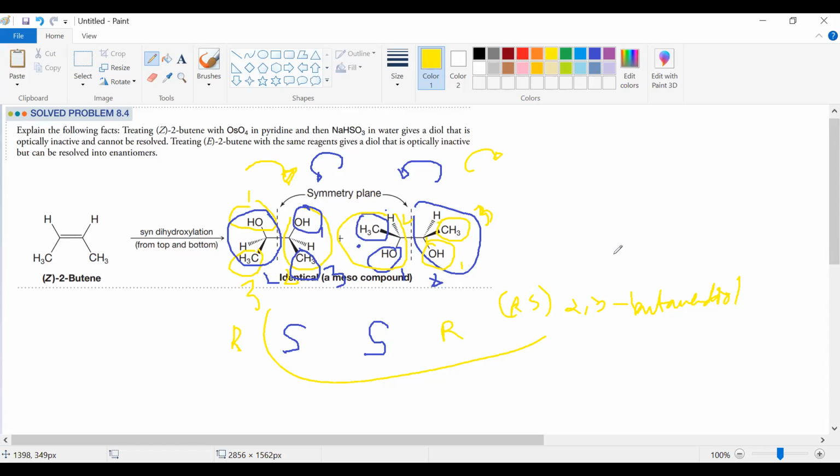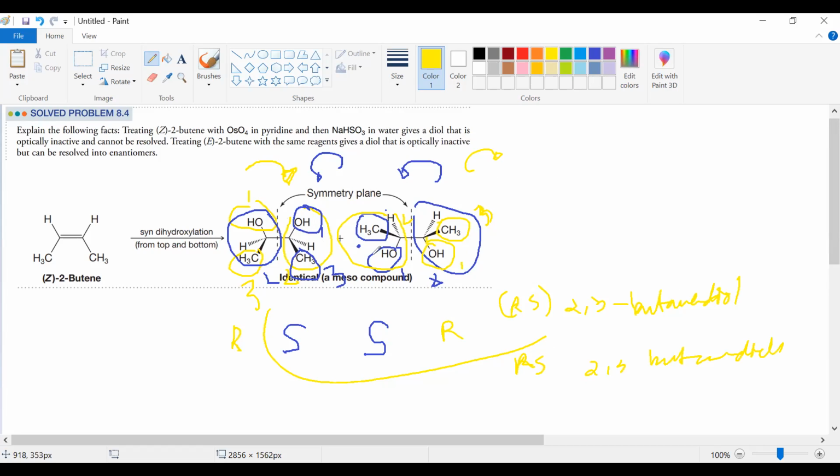So in other words, if you start here, 2, 3, this is RS. So you actually get also RS. Start counting from left here, because you still get your 2, 3 butane diol anyway. So either way, this is the same compound, even if it looks different. You only get 1 compound actually.